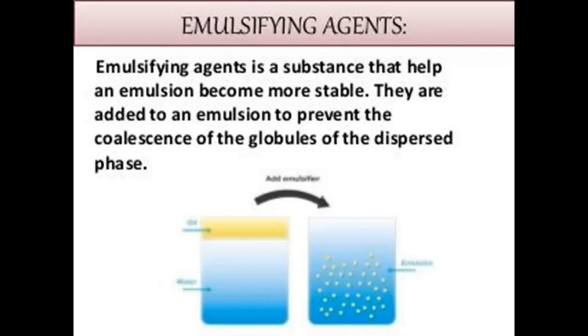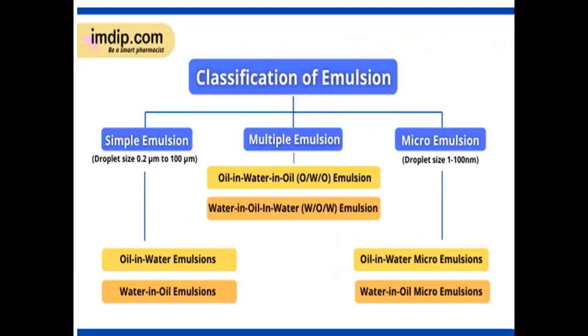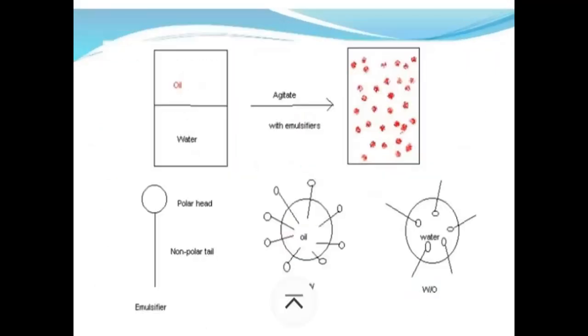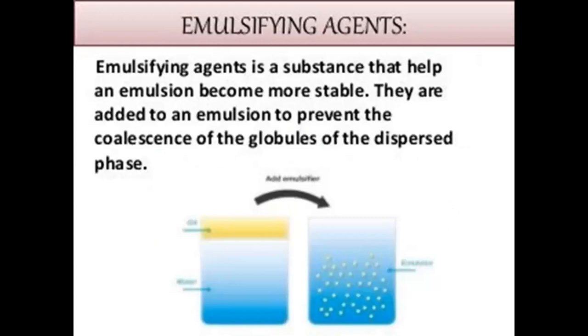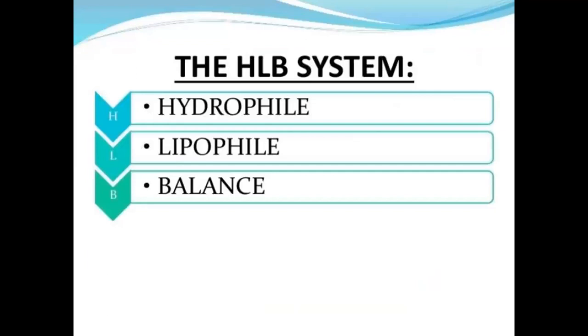We can decide the emulsifying agents used in different types of emulsion, such as O/W, W/O, multiple emulsion, micro emulsion. For all these different types of emulsion, different types of emulsifying agents or emulsors are used. These are selected by using the HLB scale. HLB means hydrophilic lipophilic balance. This scale was discovered by a scientist named Griffin.